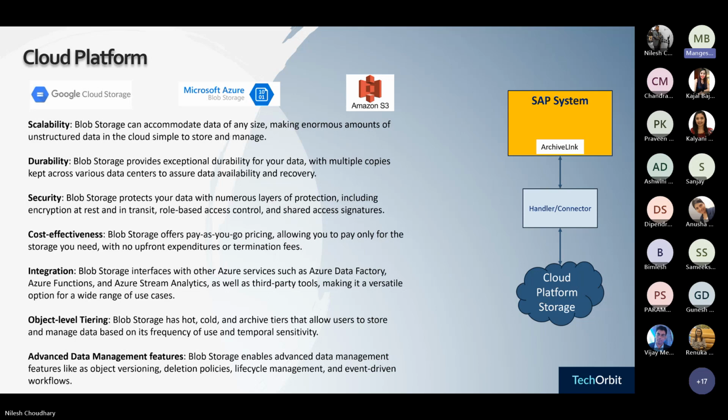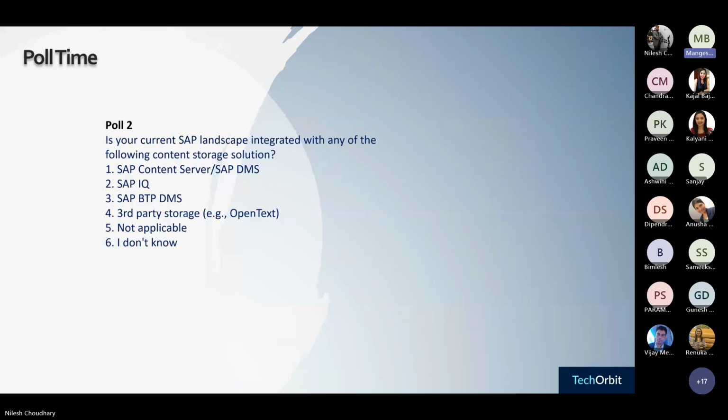Can we get to the next slide, please? We would like to go for a poll here and would be happy to get some inputs from our audience to understand their insights. Would you please provide your answers to the poll which has been posted by our coordinators?